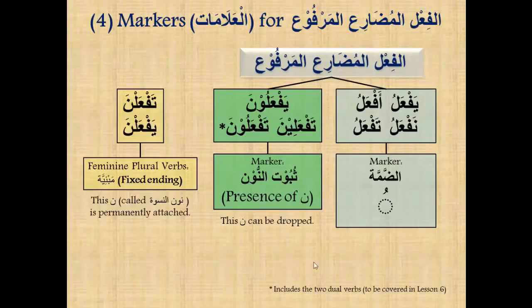Just remember that for the present tense, we can have 3 categories. 2 are mu'raba. One of them takes the dhamma as a marker. The other takes the presence of the nun, thubut an-nun, as the marker. And the third category, the feminine plural verbs, are mabniya. They are fixed.